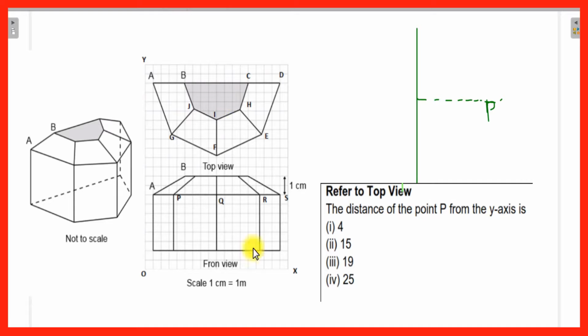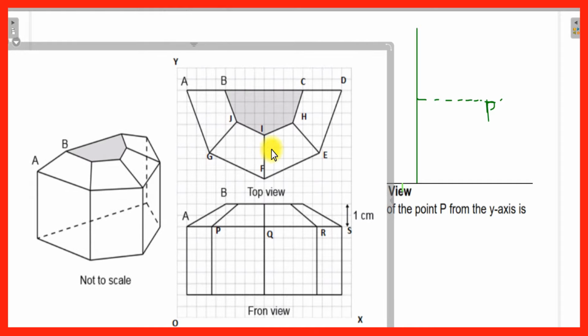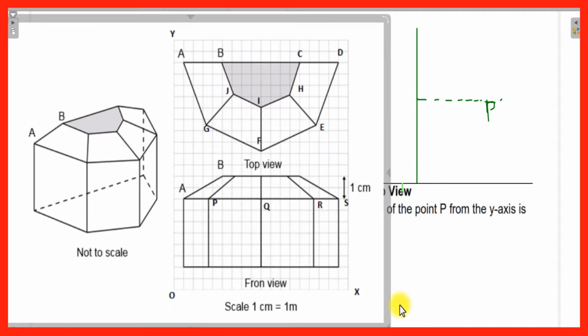I increase the view, and here you will see that in the top view there is no P point. This is the F point: A, B, C, D, E, F, G, H, I, J. So this is the F point, this is not the P point. So there is no P point, and therefore there is some mistake in the question.